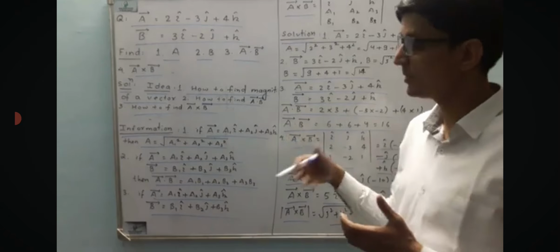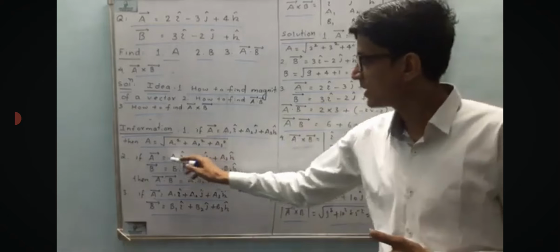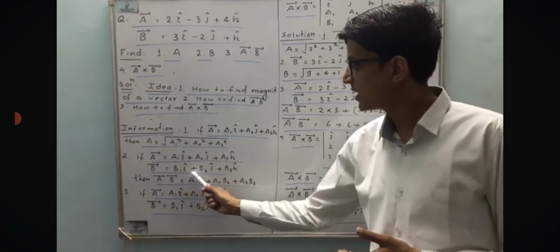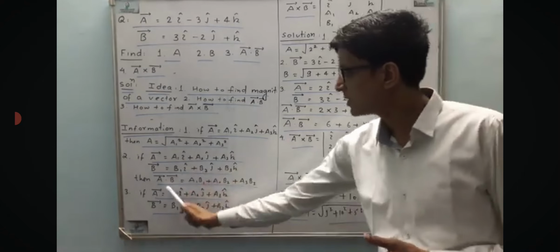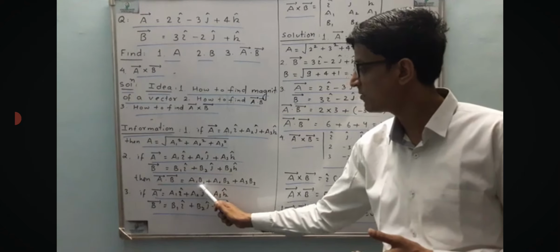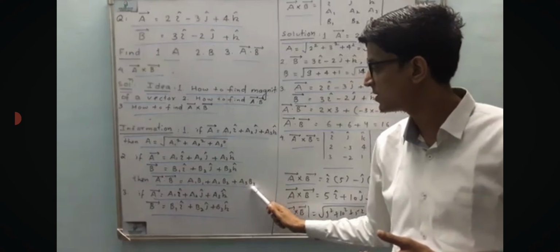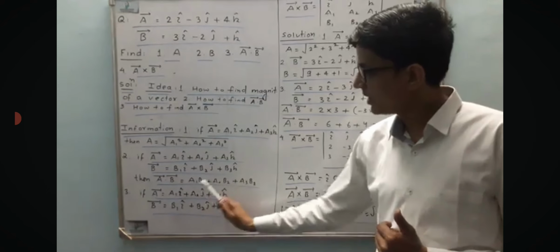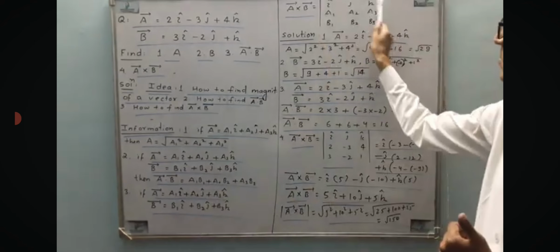Similarly for two vectors, vector A is A1 i cap plus A2 j cap plus A3 k cap, vector B is B1 i cap plus B2 j cap plus B3 k cap, then A dot B can be defined as A1B1 plus A2B2 plus A3B3. So you can use this result also. Third is A and B are given, so A cross B is given by this determinant.